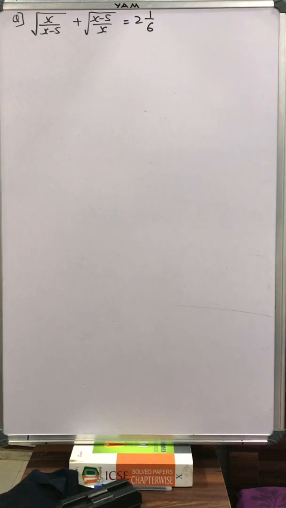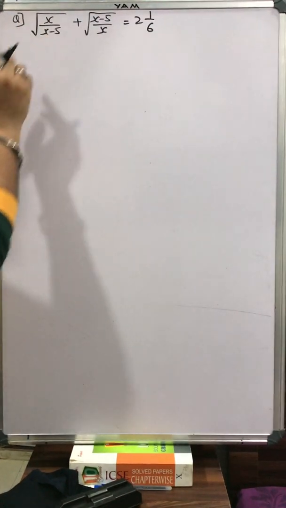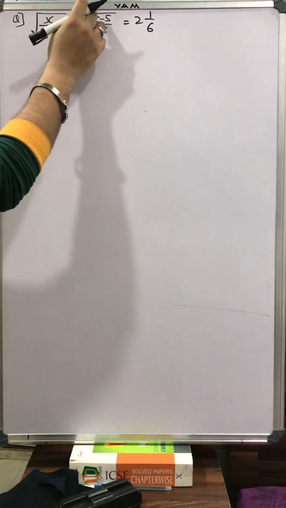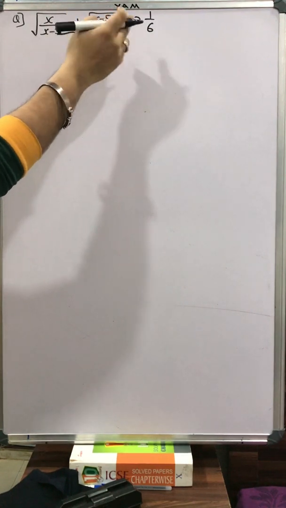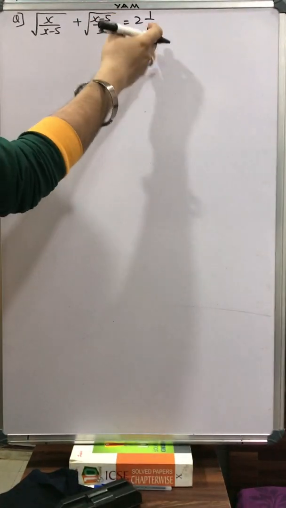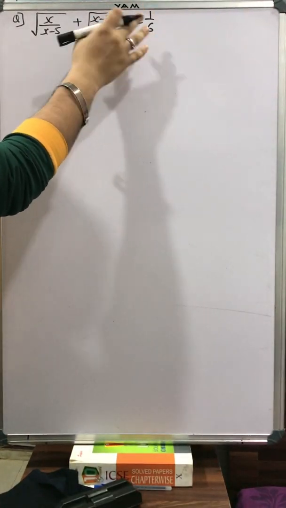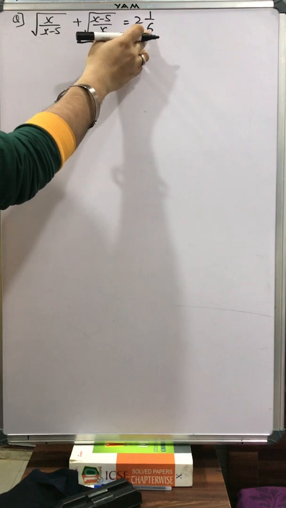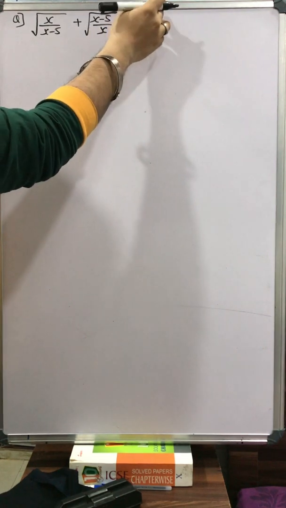The next question on the board is root of x upon x minus 5 plus root of x minus 5 upon x is equal to 2 1 upon 6. It's very obvious that on the right hand side I have a mixed fraction. I'll convert it into a fraction. 6 2s are 12 plus 1, 13 upon 6.